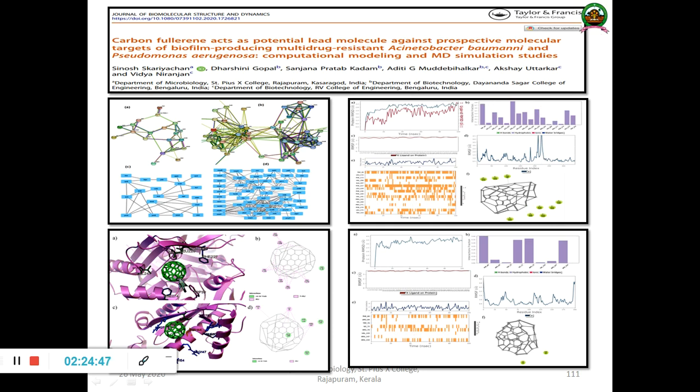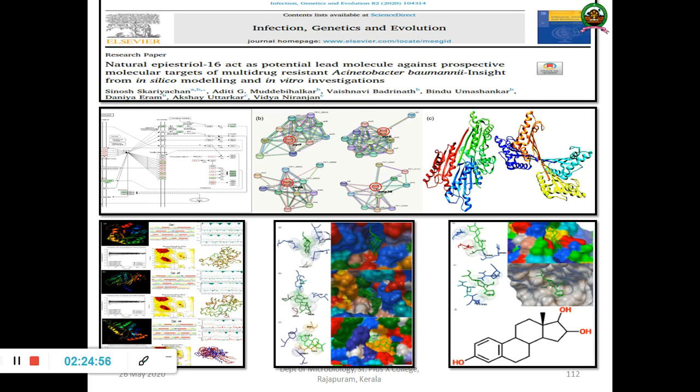But still, the toxicity and other problems related to using carbon fluorine as a drug need to be further investigated. Then very recently another paper was published in Infection, Genetics and Evolution, by Elsevier. Here we proposed a steroid, natural episterol, from a fungus. We identified it from a fungus, again against multidrug-resistant Acinetobacter baumannii. We have got some insight from in silico modeling, and further we have done in vitro data. Here again the first step is target identification.